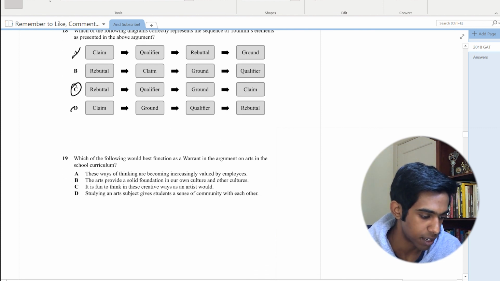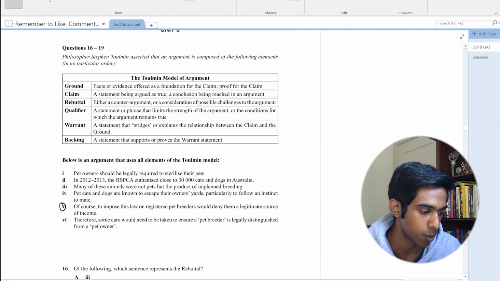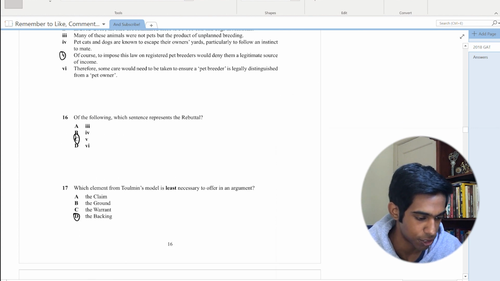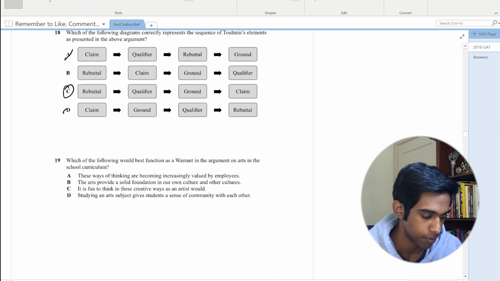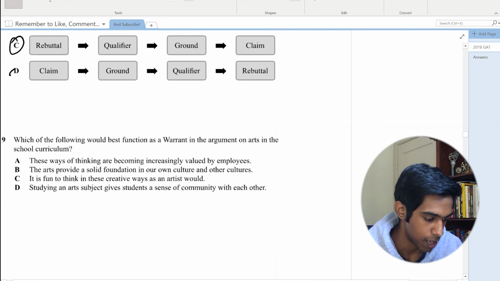Which of the following would best function as a warrant in the argument on arts in the school curriculum? So let's read what a warrant is again. A statement that bridges or explains the relationship between the claim and the ground. And the claim is the conclusion they're trying to make, and the ground is the evidence for that.